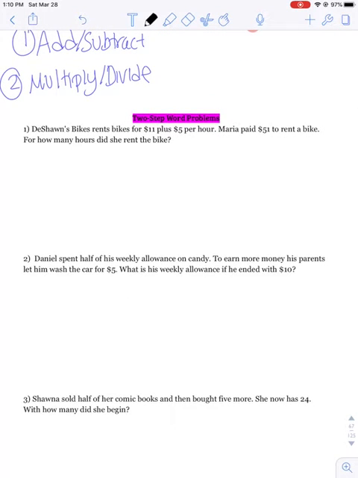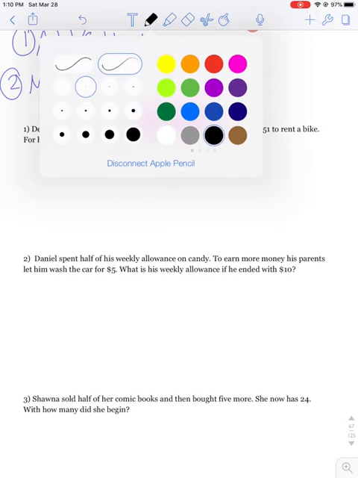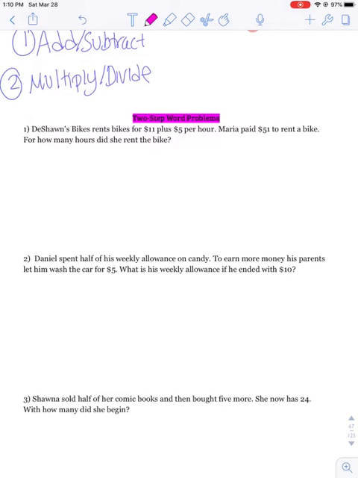Let's look at problem 1. It says, Deshawn's Bikes rents bikes for $11 plus $5 per hour. Maria paid $51 to rent a bike. For how many hours did she rent the bike? Now that we're in two-step equations, I'm going to open up the option to circle your quantities and relationships instead of rewriting them. So you can still write them like before, but if you would like to, I see that the question is, for how many hours did she rent the bike?